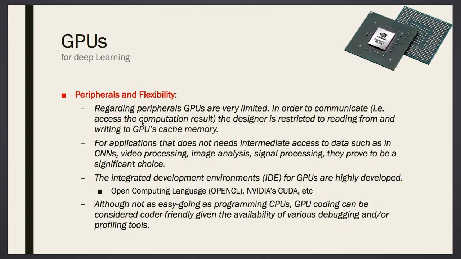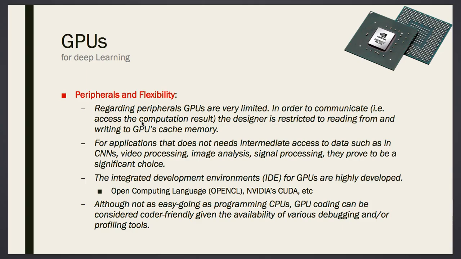So for applications just like ours, deep learning applications, convolutional neural networks, video processing, image analysis, signal processing, or graphical applications, which don't need intermediate access to random data in your memory, well, they're the perfect choice. That's why they are being used for these scientific applications, not for running operating systems.